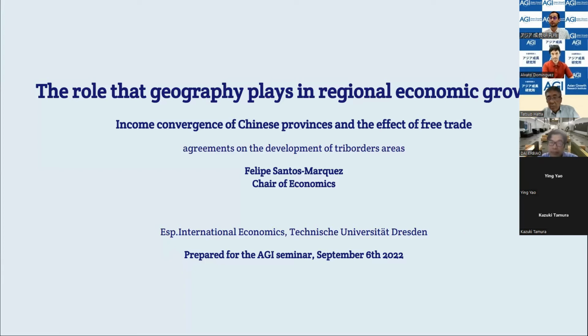It's my pleasure to present two different papers that share something in common, and what they share in common is the role that geography plays in regional economics and in specific regional economic growth. I've been mostly interested in regional economics, spatial econometrics, and economic geography, and I'm writing two papers with two different teams, and I would like to present both of them briefly.